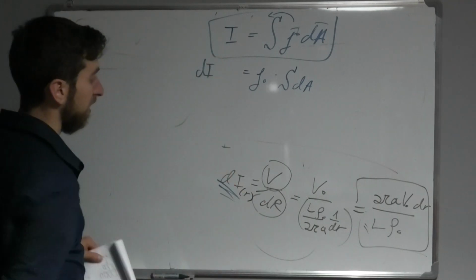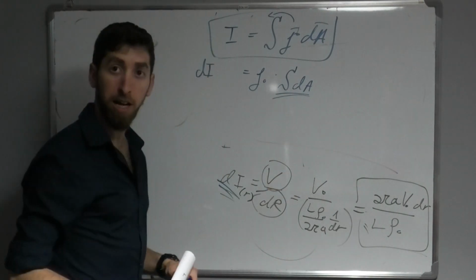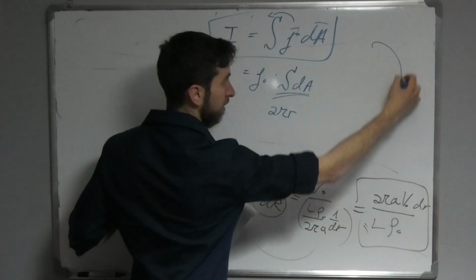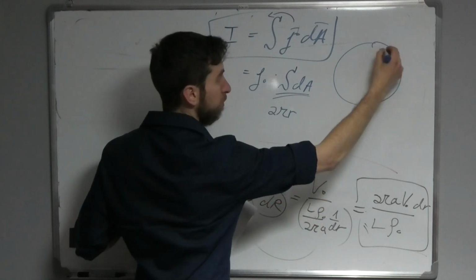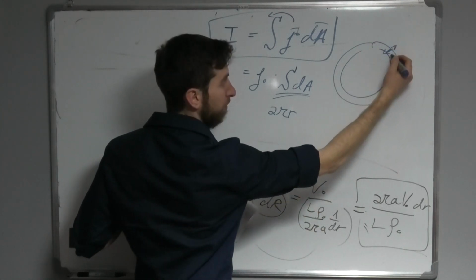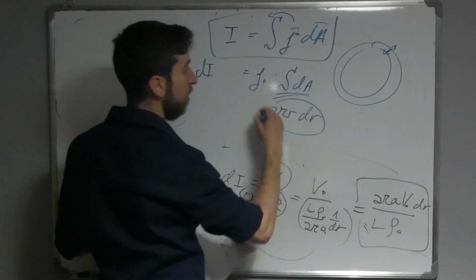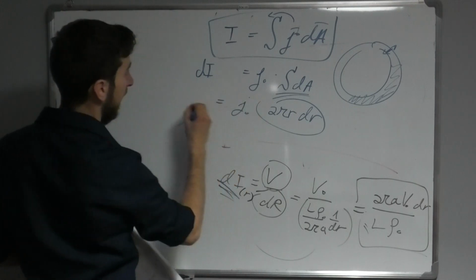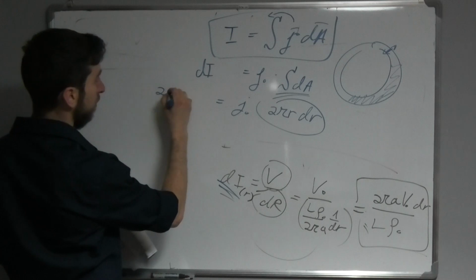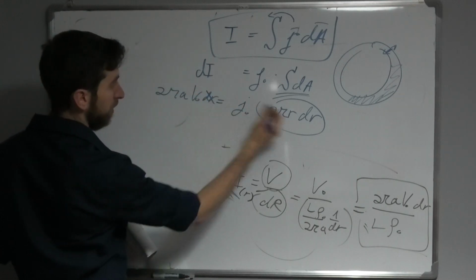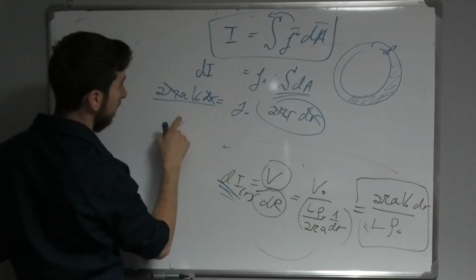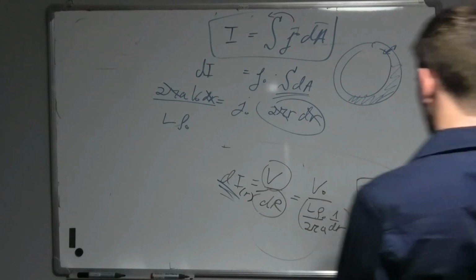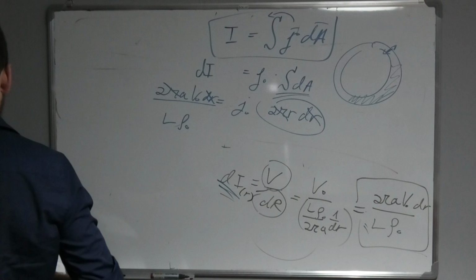We're talking about the specific cylinder. This one equals what? To 2 pi r, which is the circumference of this cylinder, times its length dr. This is the area we're talking about, the area of the cylinder. And dI equals J0 times this, which equals 2 pi a V0 dl divided by L rho 0. The 2 pi cancels out. Perfect.